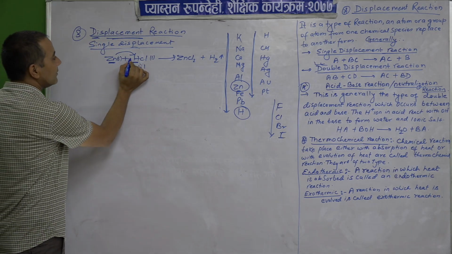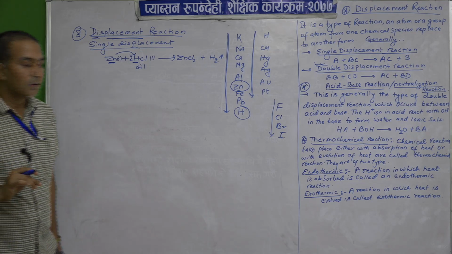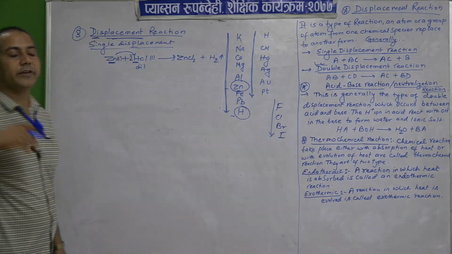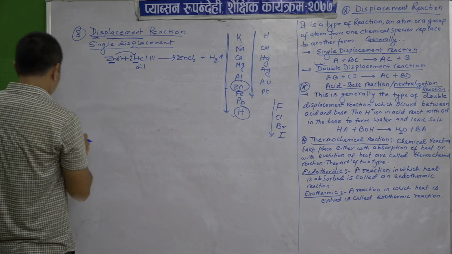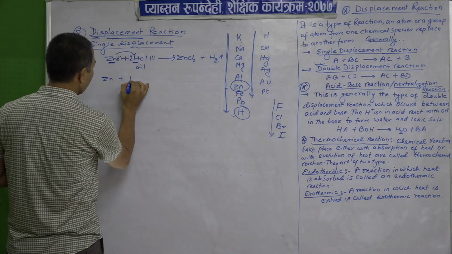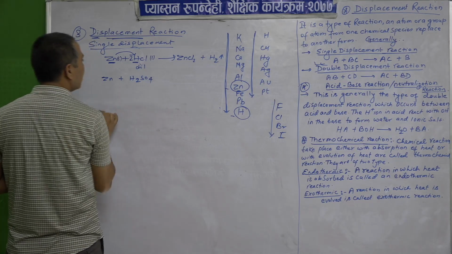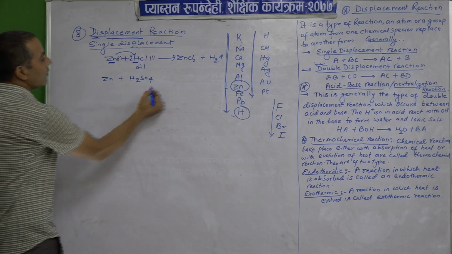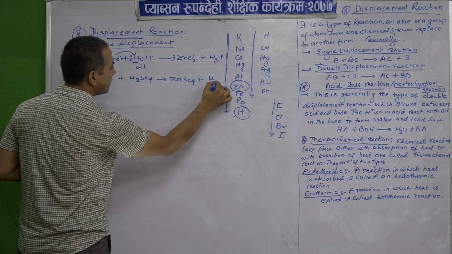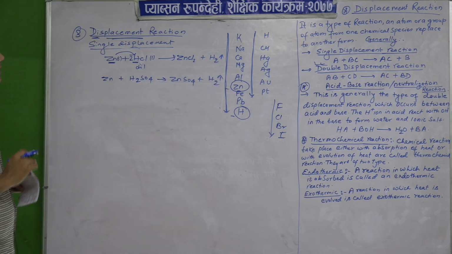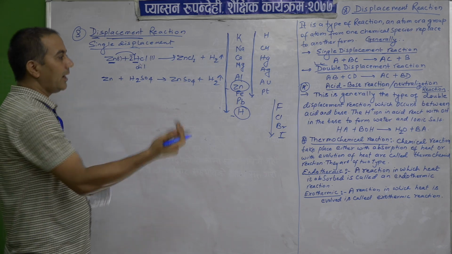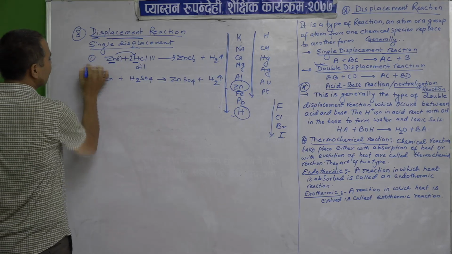Do you understand what I say? Why is it so? Because zinc is in a higher position than hydrogen. Let us take another example. Zinc plus hydrogen sulfate, the same type of chemical reaction. So it will also give ZnSO4 plus H2. That means hydrogen is replaced by zinc, isn't it? Let us take another example of the same type.